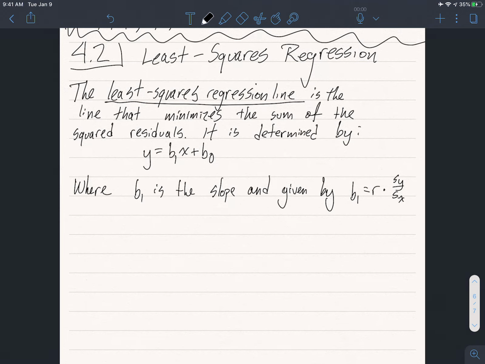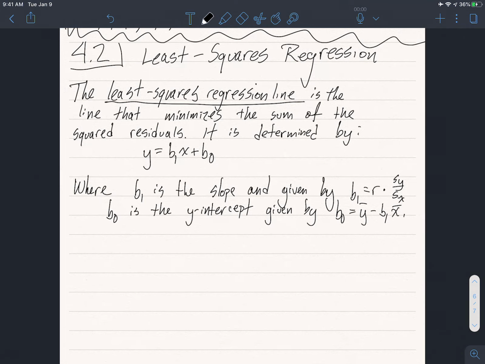And also, b0 is the y-intercept given by b0 is equal to the mean of the y's minus b1 times the mean of the x's.